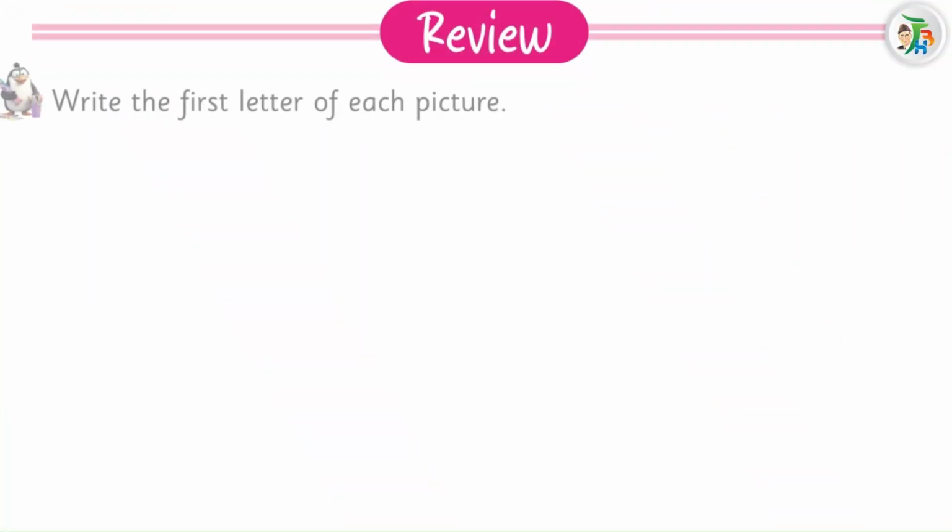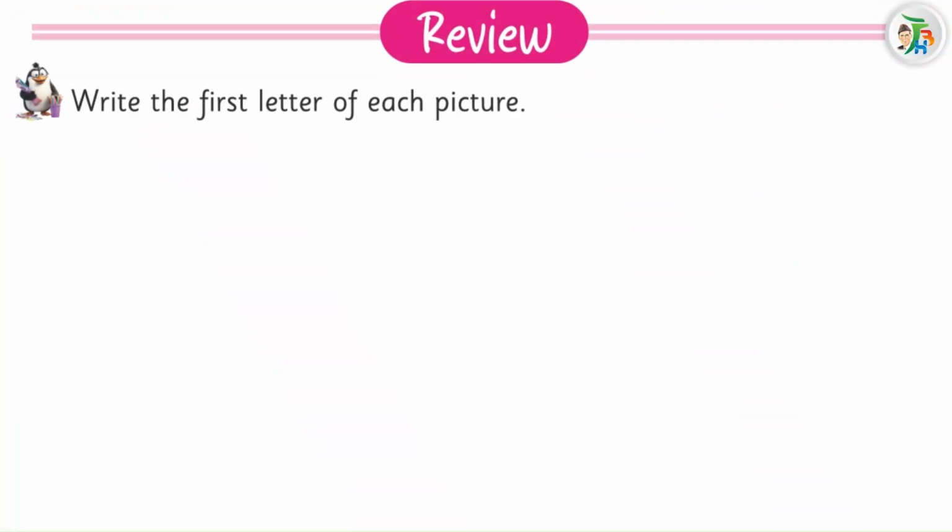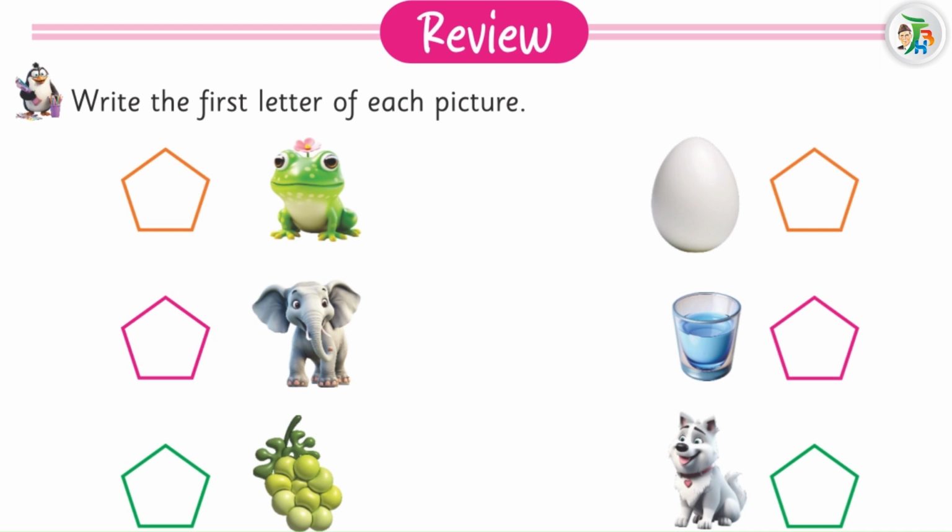Review. Write the first letter of each picture. Look at the frog. Write the first letter F. Look at the egg. Write the first letter E. Look at the elephant. Write the first letter E.